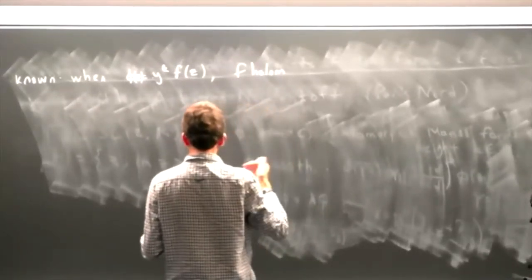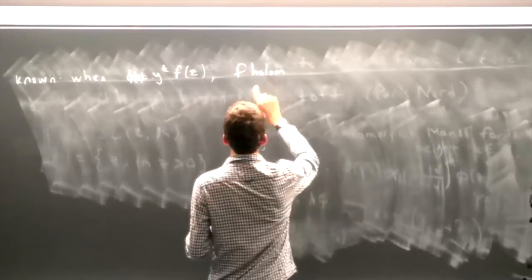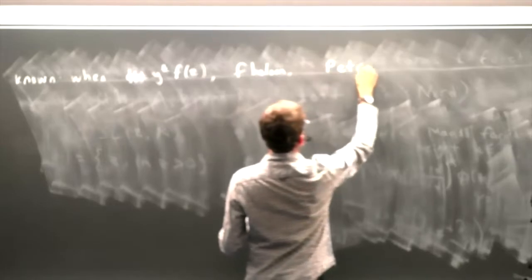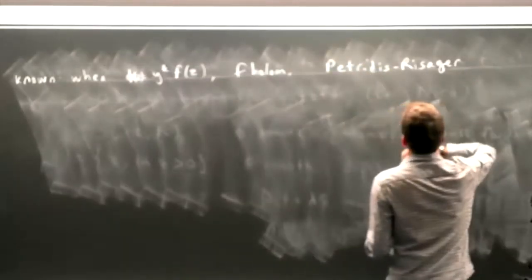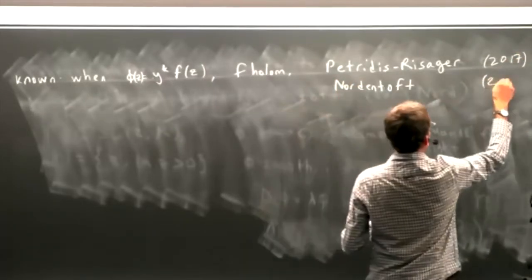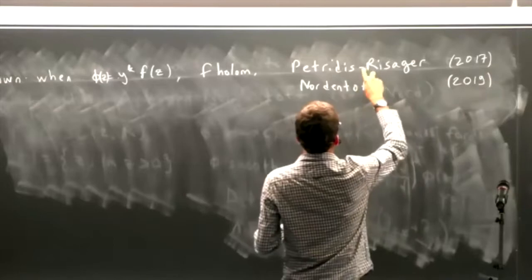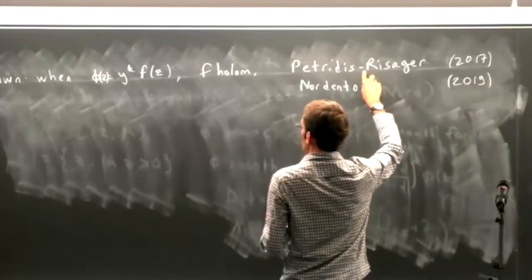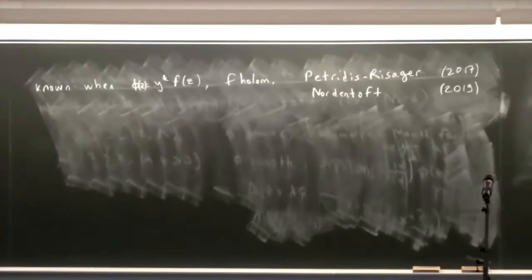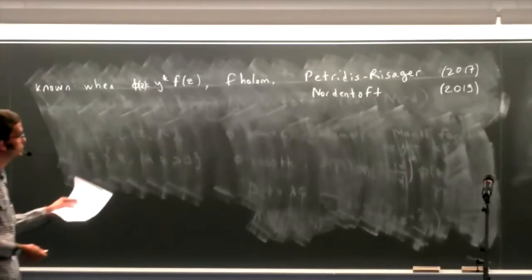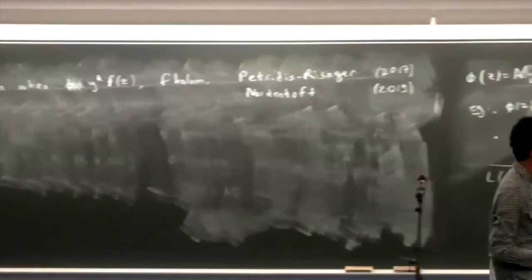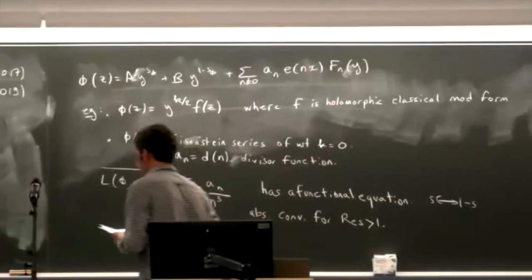So it is the method of moments, and you use holomorphicity in a very critical way in the argument, by work of Petridis-Risager. That was in 2017, and Nordentoft in 2019. So Petridis-Risager was for k equal 2, and Nordentoft had another argument and knew how to treat the general k case, but he still made use of holomorphicity in a critical way.